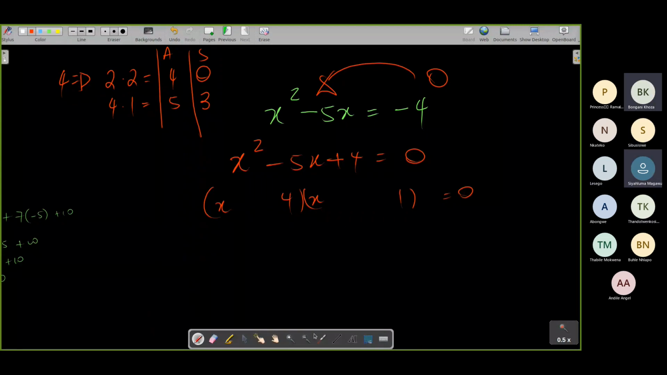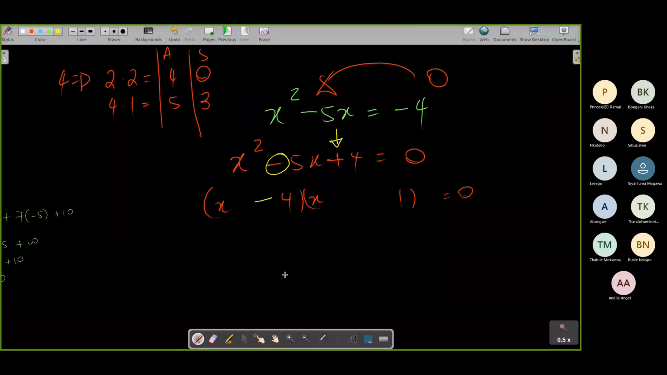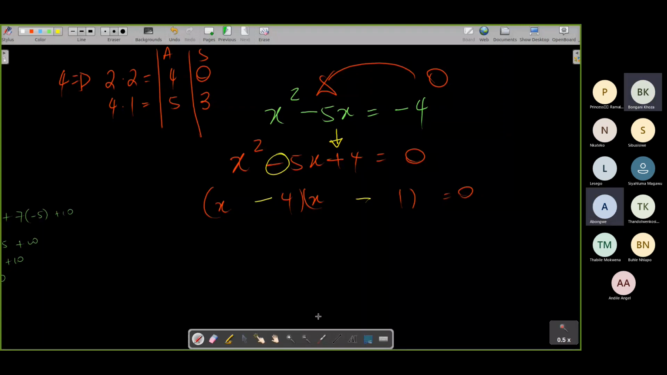Right. And then we check our sign. We said this one is the sign of the bigger number. Which one is the bigger number here? It's 4. So this would be minus. What does this one tell us? The signs are the same. So I have a minus. That means this will also be a minus like that. Right. So I have factorized.